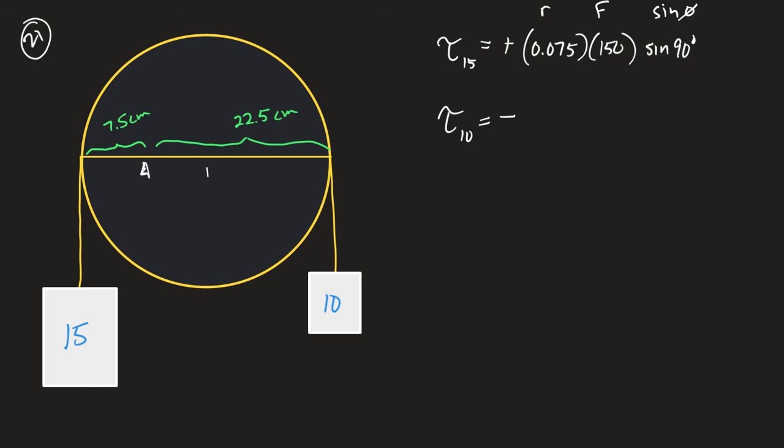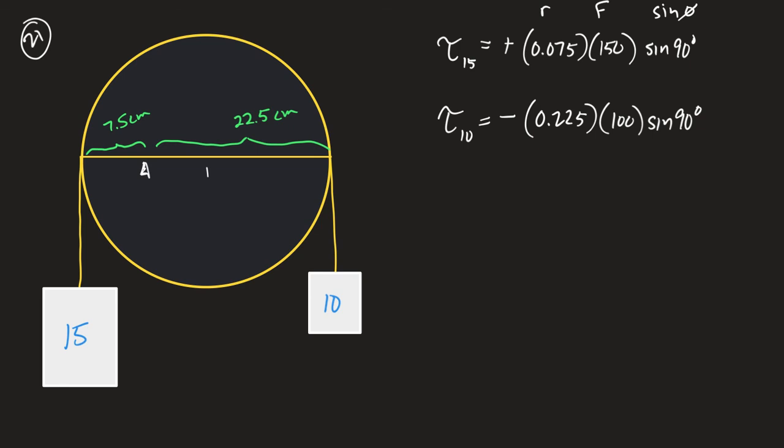Your book does this differently. Look at the way the book does it. If you like the book's way better, do it that way. But I'm going to do it this way. Again, 22.5, I'm going to convert to 0.225, put it in meters. And it has a force of 100, sine of 90 degrees.